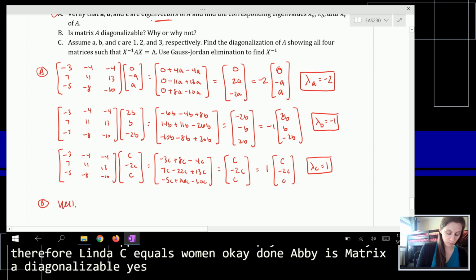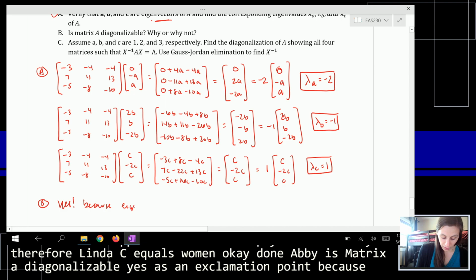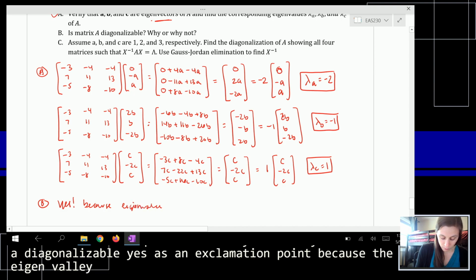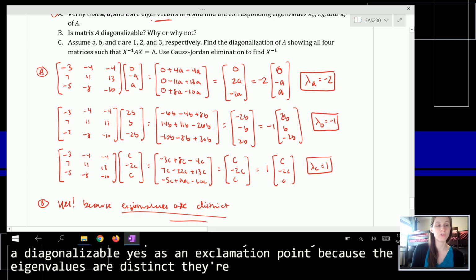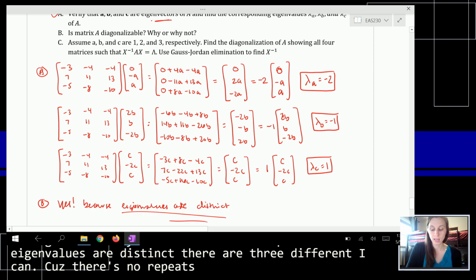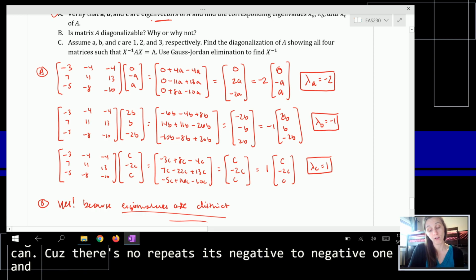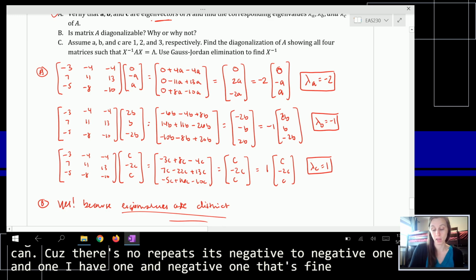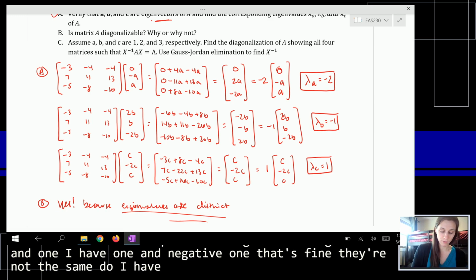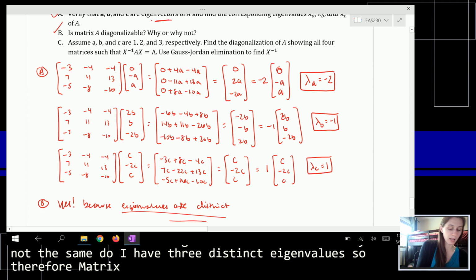B, is matrix A diagonalizable? Yes, because the eigenvalues are distinct. There are 3 different eigenvalues, there's no repeats. It's -2, -1, and 1. I have 1 and -1, that's fine, they're not the same. So I have 3 distinct eigenvalues, and therefore matrix A is diagonalizable.